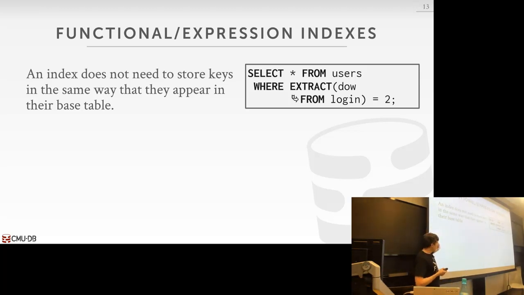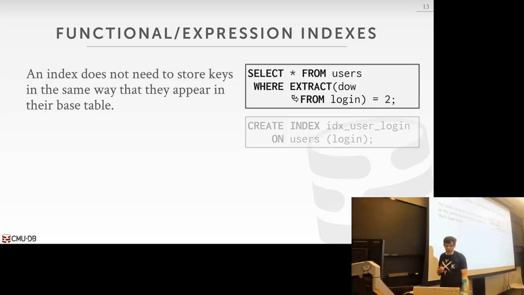So let's say I have a simple example here. I have this users table, and I want to find all the users that logged in on a Tuesday. This extract function takes the timestamp, and you pass in what element of the date or timestamp you want. DOW means day of week. So this is saying extract the day of week from the login timestamp field and find the ones where it equals 2. Sunday is 0, Monday 1, Tuesday 2.